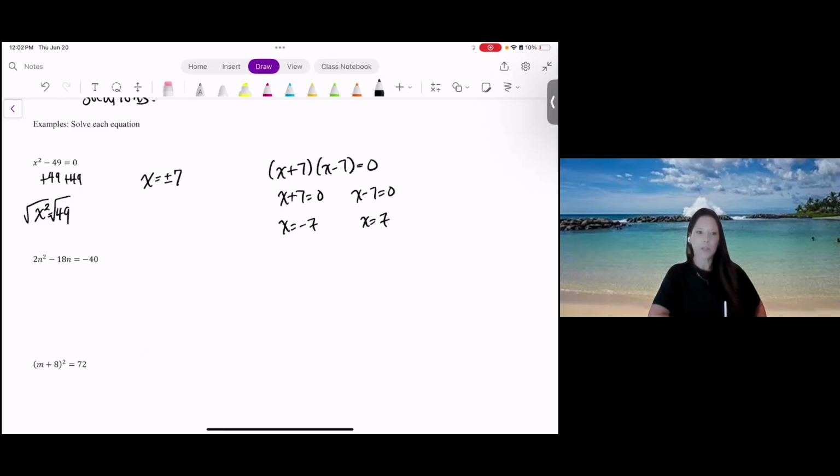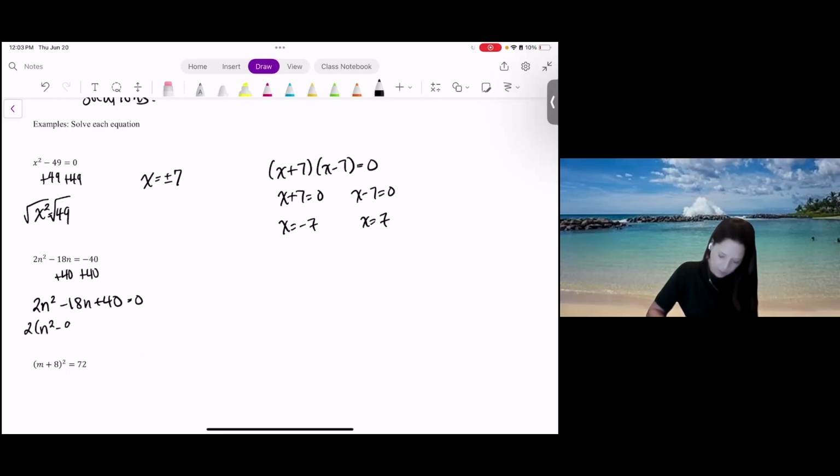Moving on to the next equation. It's not equal to 0, and I have an n squared and an n term. So I have a linear and a quadratic term. I'm going to add 40 to both sides and look at this problem. I have 2n squared minus 18n plus 40 equals 0. And what stands out to me is that these are all even. I'm going to factor out the 2 first. That's going to leave me with n squared minus 9n plus 20 equals 0.